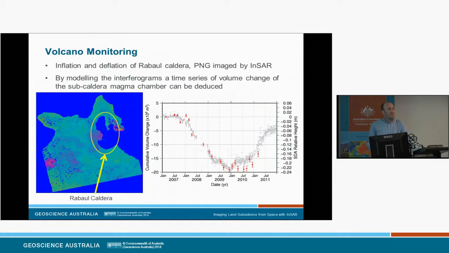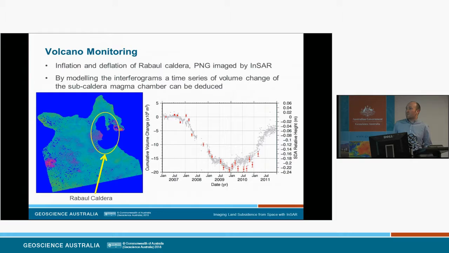If we know something about the source of that deformation, then we can invert the interferograms to work out some physical properties of the crust itself. And in this case, we've been doing some volcano monitoring of the Rabaul caldera in Papua New Guinea. And by inverting interferograms over a period of 4 years in this region, we've been able to identify the volume change that's occurring in the subsurface magma chamber at this volcano. So that's what's shown by the red points in this diagram here.